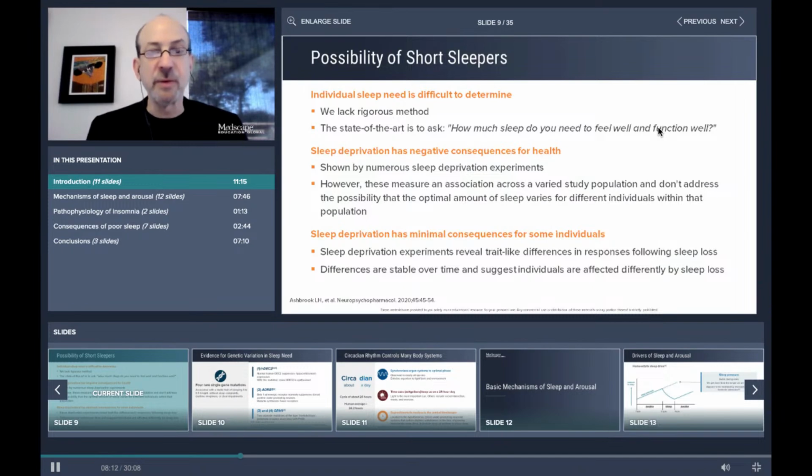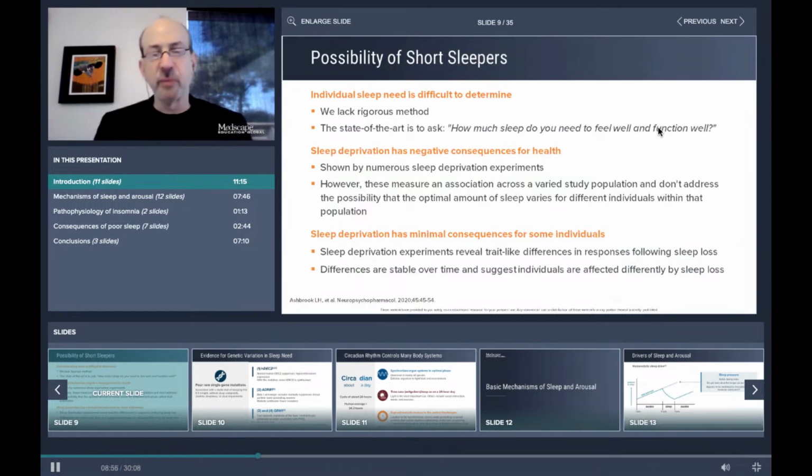That's what I do in clinical practice when I ask patients about this. Now, it's very clear that sleep deprivation has negative consequences for health. This has been shown in many, many studies. But these generally look at population kinds of effects. That is, they don't address the possibility that there might be individuals for whom depriving them of a certain amount of sleep will not show impairment. There are individual differences that have been reliably identified in sleep deprivation experiments and observations of naturalistic sleep, and the differences among people are stable over time. Some people do fine with 6 hours of sleep or 5 hours of sleep repeatedly, and other people do not.